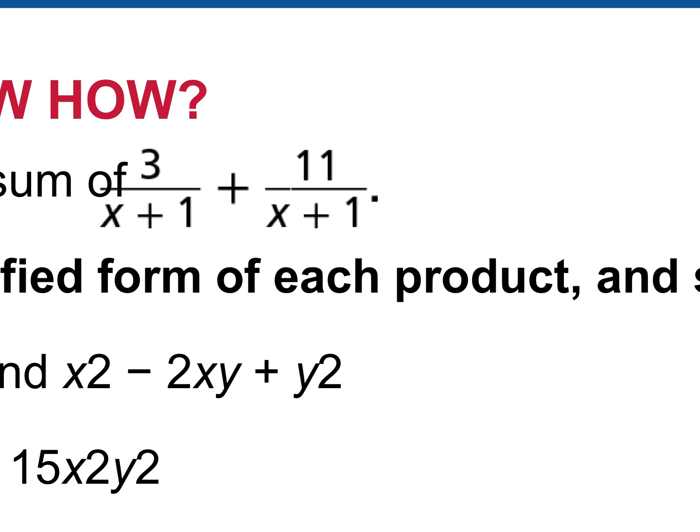Remember, when we are adding and subtracting, what do we have to have? A common denominator. Do we have that? Yes. So if I add these together, what's my denominator? X plus 1. What do I do with the numerator? Add. So 3 plus 11 is 14. Can I simplify any farther? No. Done. That's it.